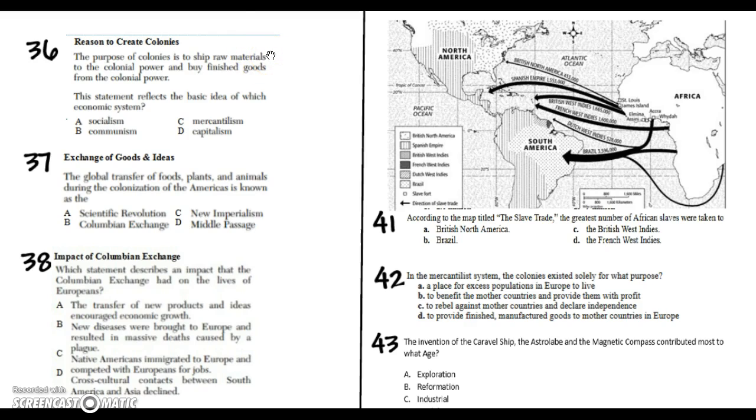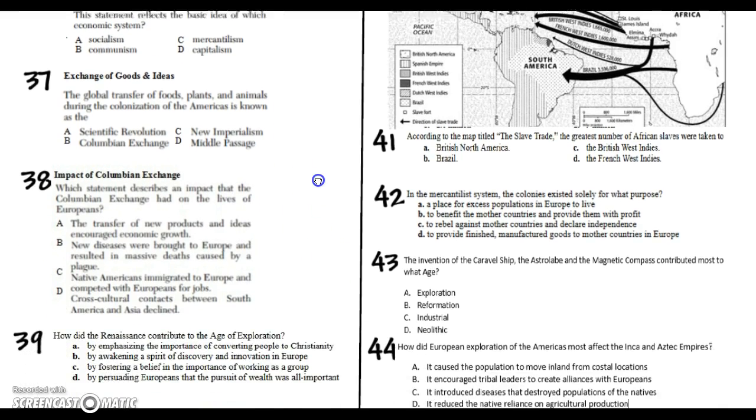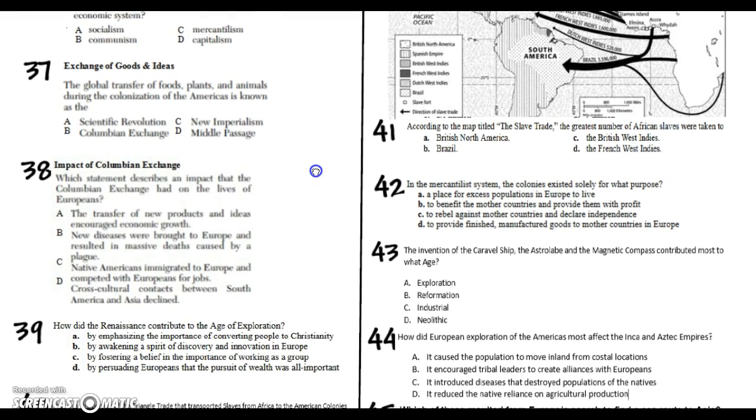Number 36. Reason to create colonies. The purpose of the colonies is to ship raw materials to the colonial power and buy finished goods from the colonial power. This statement reflects the basic idea of which economic system? A, socialism. B, communism. C, mercantilism. D, capitalism.